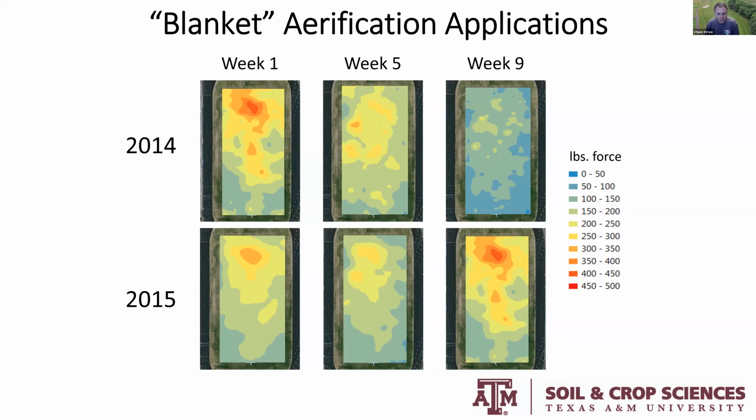So it really raises the question, if we were to focus our aerification a little bit more towards these higher compacted areas, could we potentially over time improve the uniformity of soil compaction across the field?